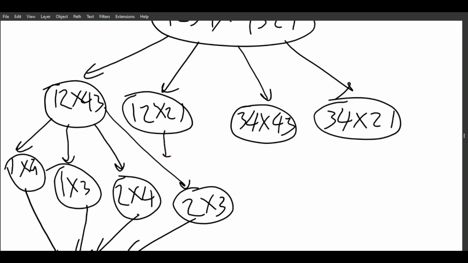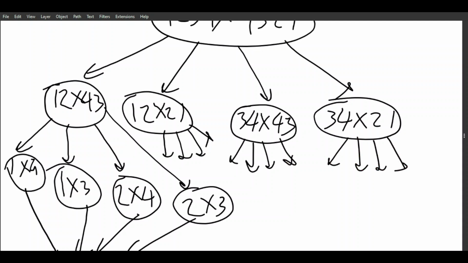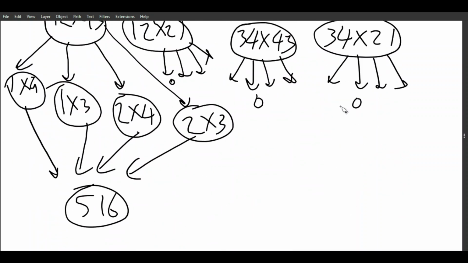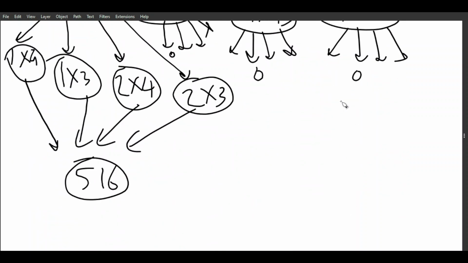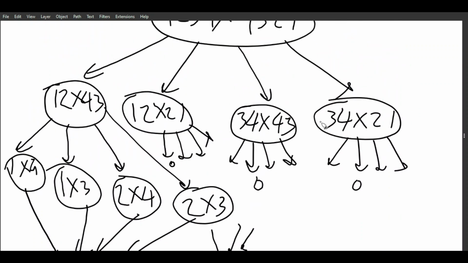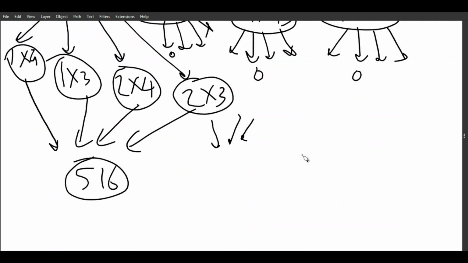Break this into 4 sub problems like this each, and then finally combine, conquer step. So here we get at the base and conquer the base. So I will draw the continuing diagram, something like this we get. So the second sub problem, 12 multiplied by 21, just combine and apply the same formula, and we get 252.